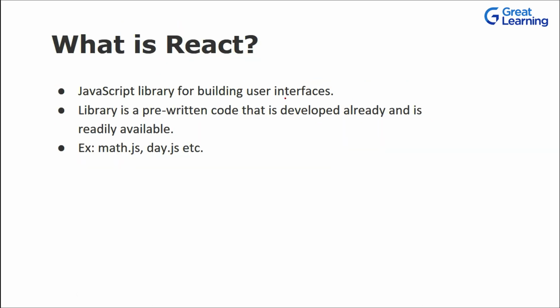Now, what is React? React is a JavaScript library for building user interfaces. There's a difference between a library and a framework. A library is pre-written code that is already developed. Everything is done already, in its original form. That means there will be no errors, and it's compiled for us. We just have to use it. It is readily available for us, for example map.js, day.js. A framework is something wherein the control of your application is not up to you, it is up to the framework, which is not the case with a library.